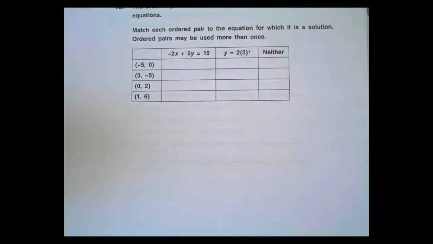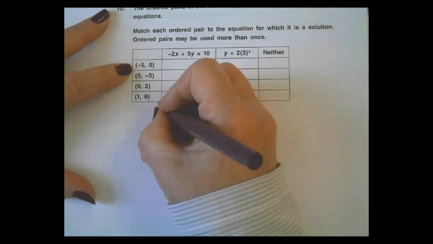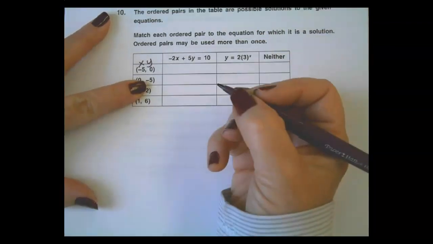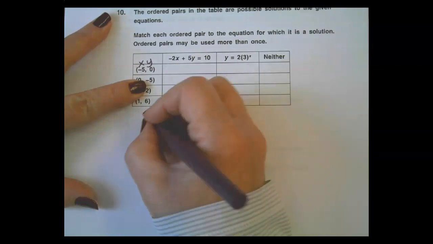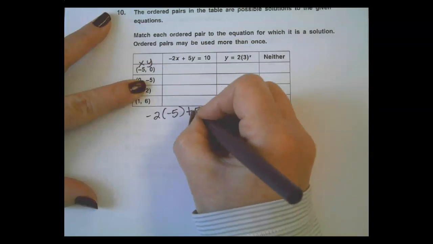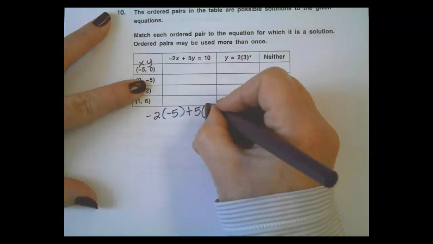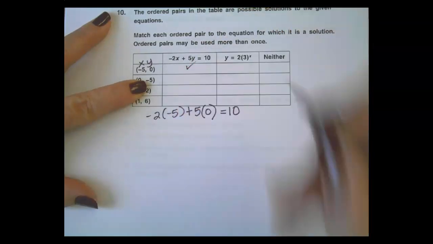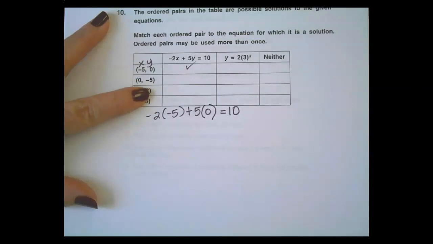One more. So there's a couple ways you can do this. Hopefully you're taking each one of these, and you're substituting these x, y values into all of these. So you would say, I'm just going to do the first one so you understand how to do it. So you would say -2 times -5, because that's the x value, plus 5 times the y value, which is 0. Does that equal 10? Yes or no? And when you do that, the answer should be yes. Okay, so you're substituting them in.